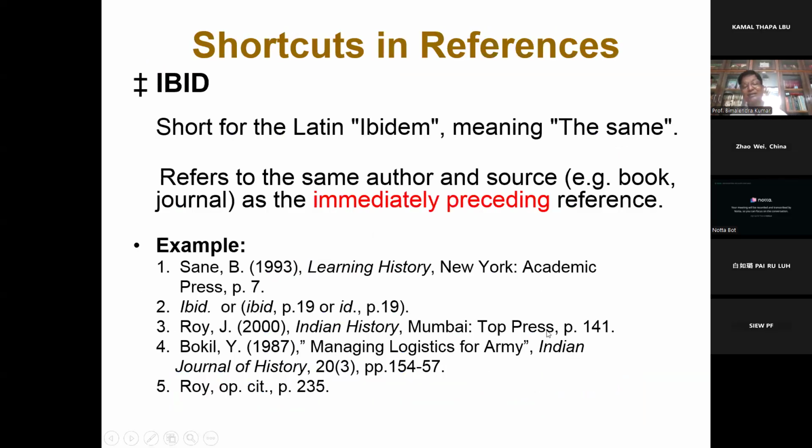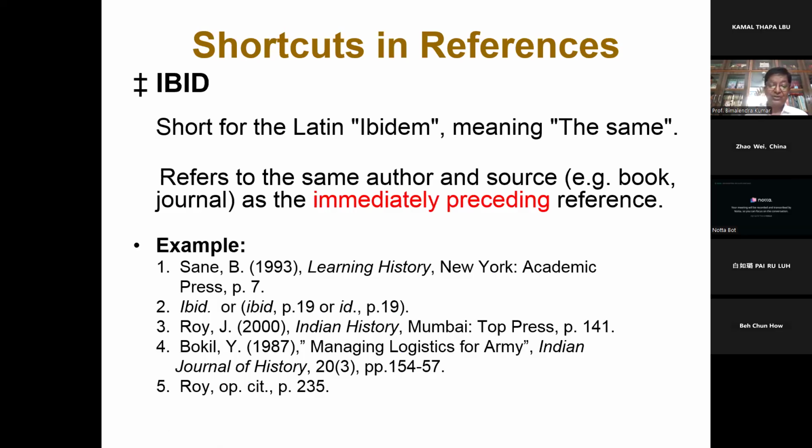So in writing footnotes, we also use ibid. Whenever a text is quoted, if the reference to that text comes again, there is no need of writing the name of the text again, but it can be put as ibid. As for example, here the name of the book author has been given: Sane B, 1993, Learning History, New York, Academic Press, page 7. So this is the reference that is first given.